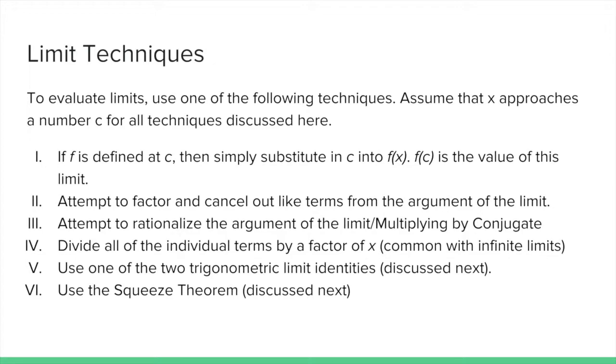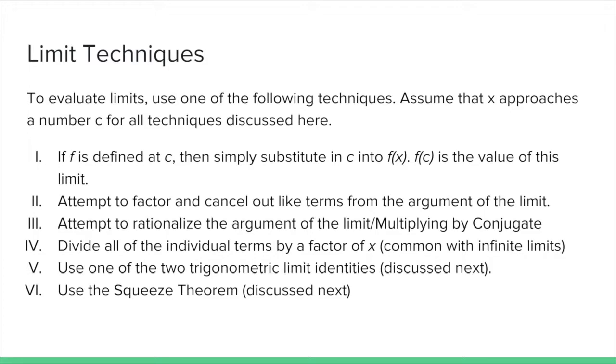If f is defined at c, let's simply substitute c into f of x. f of c is the value of this limit. This is only true when you know the graph is continuous or exists for all real numbers and it doesn't jump around anywhere. Like there's no holes. If the graph is a smooth line, then you can use this technique. This is also the same technique as taking a limit from the left and the right and seeing if they're equal. This is exactly what direct substitution is.